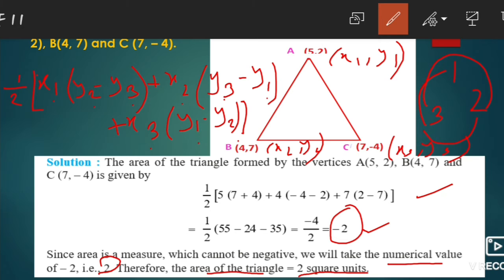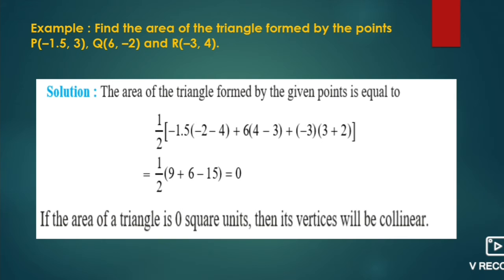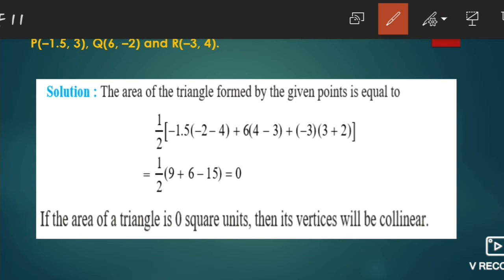Okay, now the next question. Find the area of the triangle formed by the points PQR. The coordinates of PQR are given. So again by the same formula, I am considering P as x1 y1, Q as x2 y2, and R as x3 y3. Again use the same formula. Now you will remember the formula and you will use it.